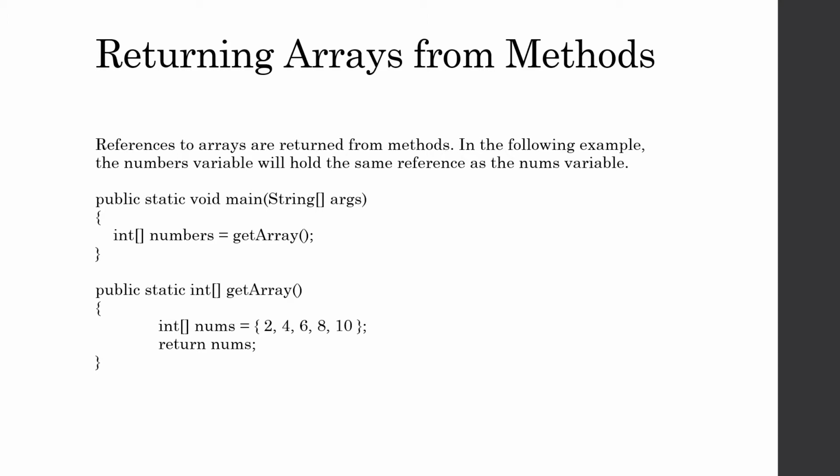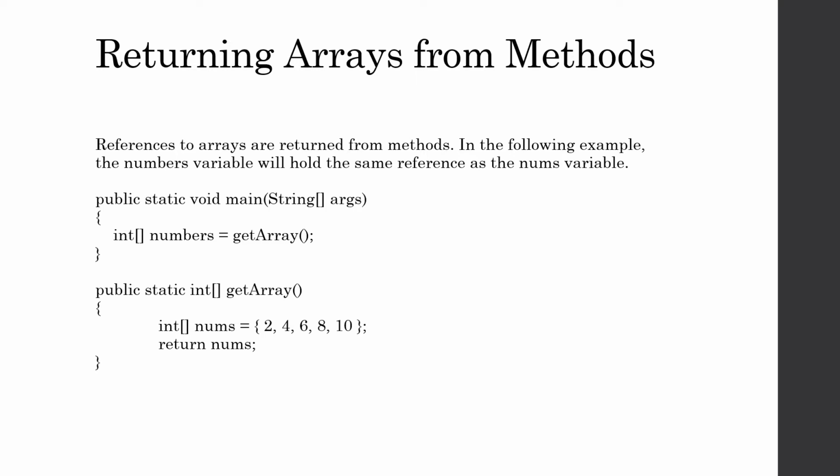Then looking at the getArray method, we can see that the return type for it is going to be an int array. So we're being very specific about that with the return type in the method header. Then we go ahead and declare and construct this int array called nums. And we're going to go ahead and return nums. So we're going to return the reference that nums holds to this 2, 4, 6, 8, 10 array.